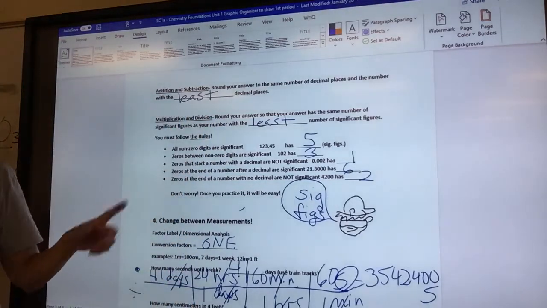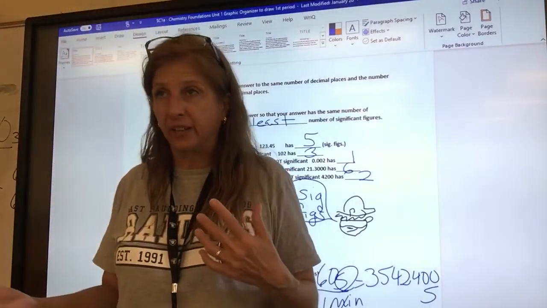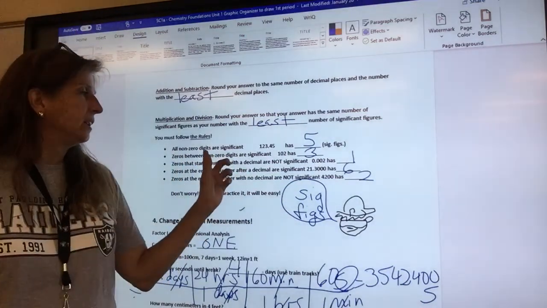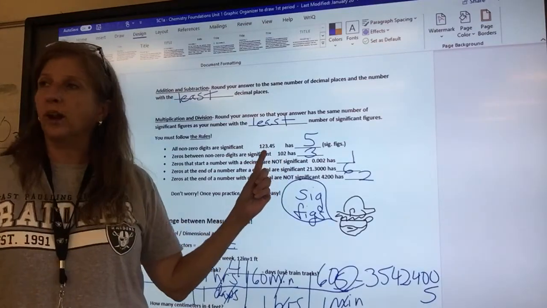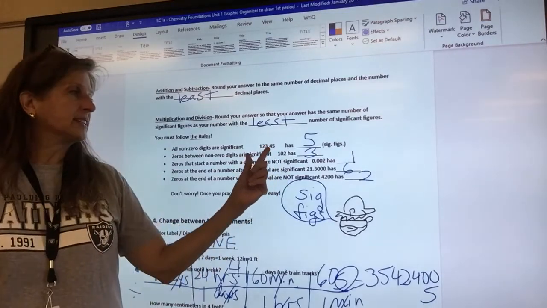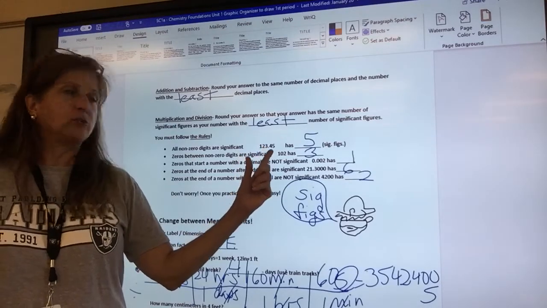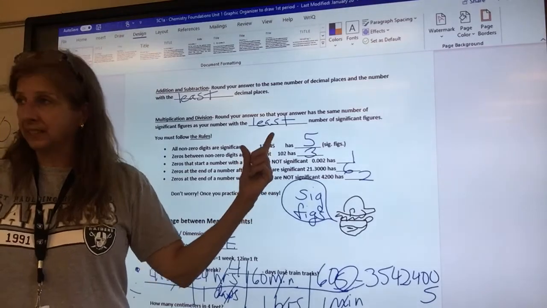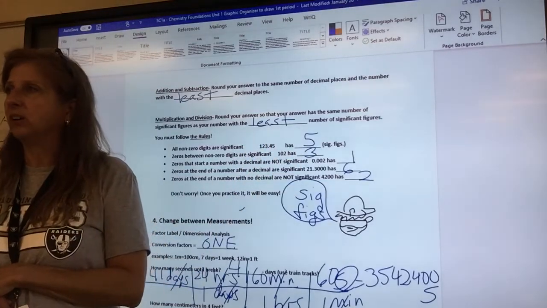Rule number 2. Really, this is about whether or not zeros are significant. Zeros between non-zero digits are significant. So if I have the number 102, that zero is between non-zeros. One is a non-zero, two is a non-zero. So that zero counts, it's significant, and 102 has 3 significant figures.